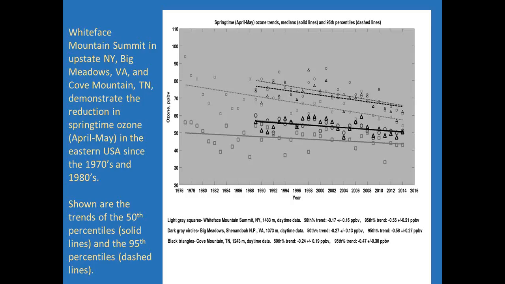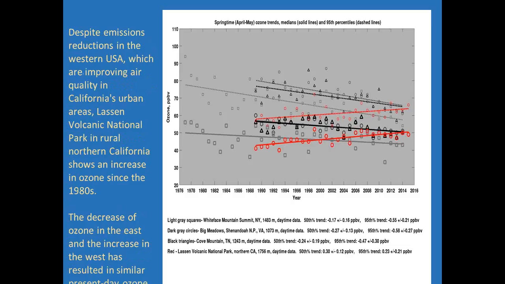So, good news, emission controls are working not just in summer but also in springtime in the eastern U.S. Ozone's coming down. Now, if you go to the next slide, we'll overlay on top of that what's been going on at Lassen Volcanic National Park. Emissions have been coming down in California, but ozone at this high elevation site is not coming down. It's doing the opposite.